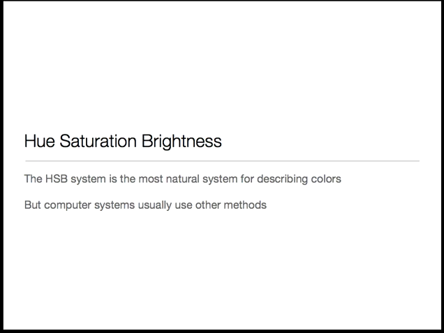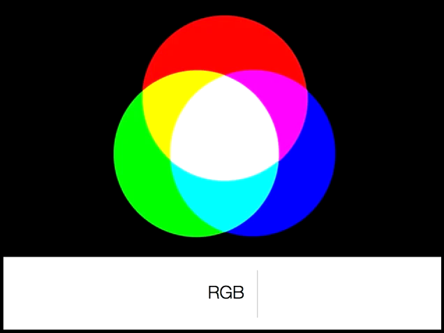For analog television, people liked to work in something like HSB rather than some of the other systems. But the main one people use now is RGB. It's the main one we use for computer systems. Okay? Anyone heard of RGB before? Red, green, and blue. Does anybody remember this diagram from physics class?